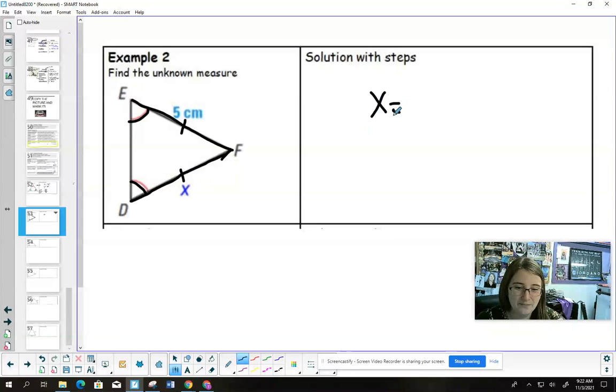So very easily, what does that make x? Well, if it's congruent to the other side, that makes x also 5 centimeters.